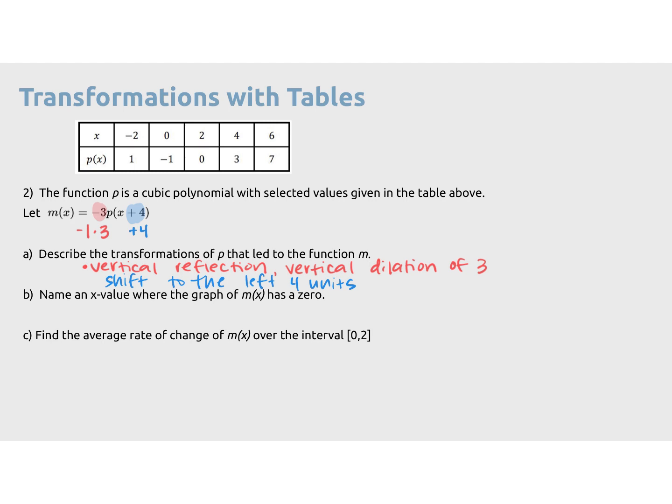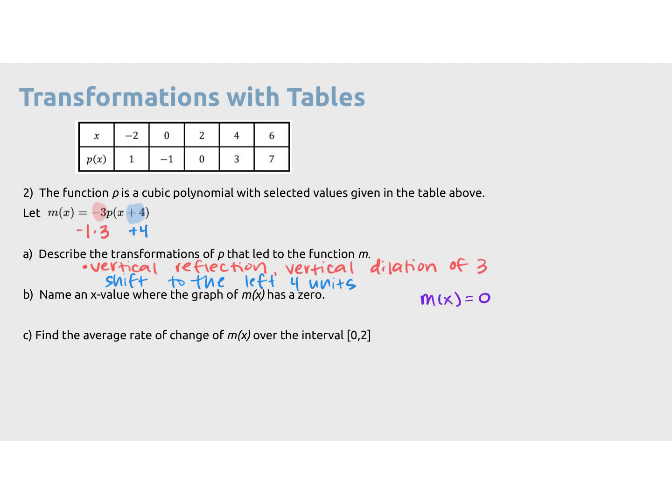All right, now we're going to find some values. So it says first, find or name an x value where m of x has a 0. So that means we're looking for an x-intercept where the y value is a 0. So we're looking for where m of x is equal to 0.